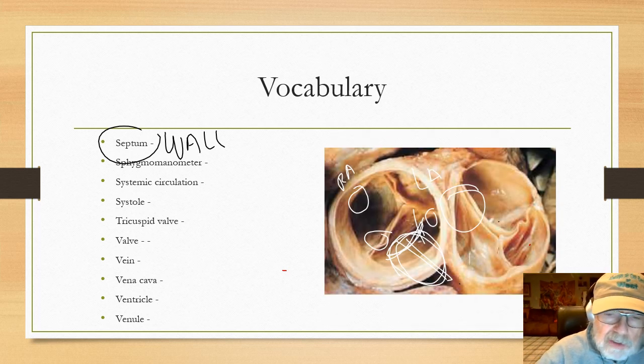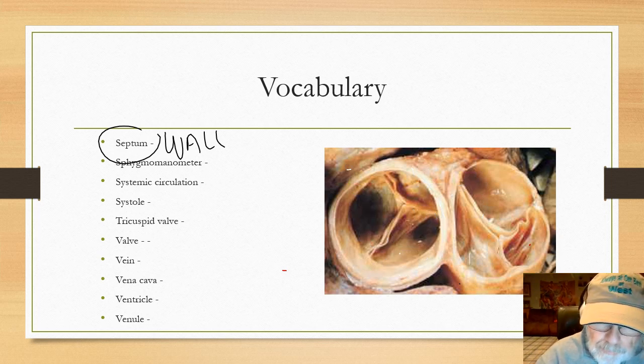And a valve, we know, is something that will direct the blood flow. When I want blood to go through, the valve's open. When I don't want blood to go through, the valve's closed. Now these valves right here are called semilunar valves.